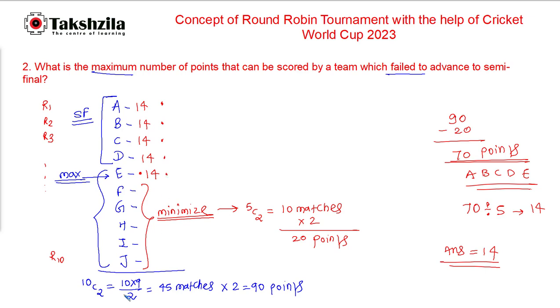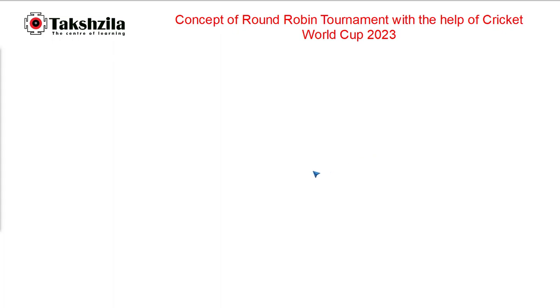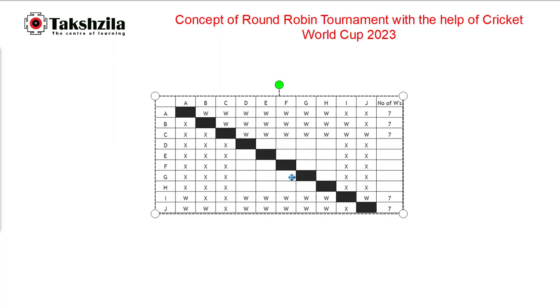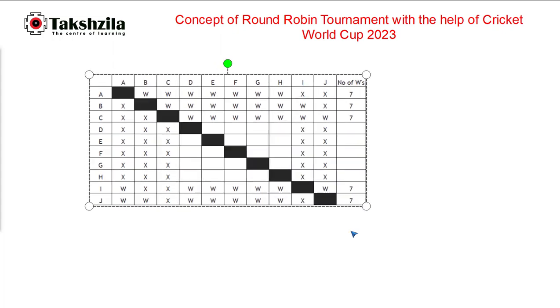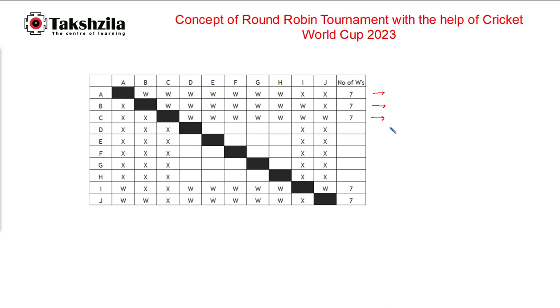How can this happen? If this question comes to your mind, let me show you one table over here. Over here, this is the table in which you can see that there can be 5 teams, team A, B and C, after that I and J. These are the 5 teams which have exactly 7 wins each. So this is very much possible.